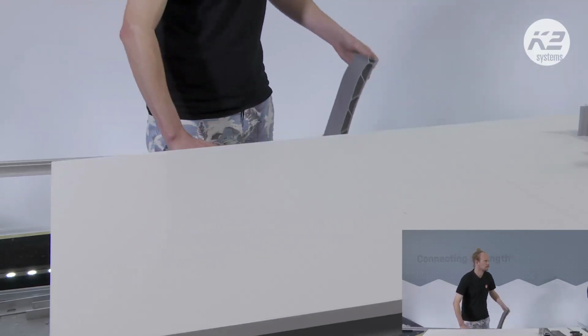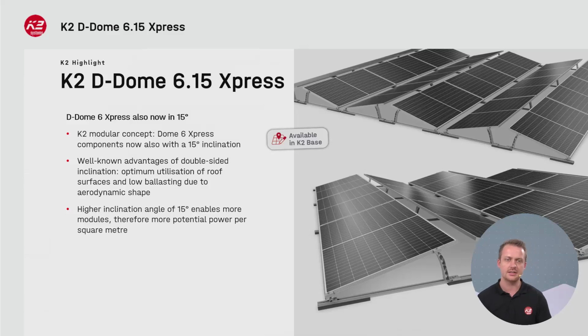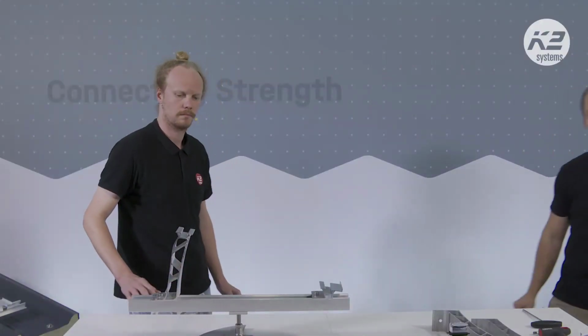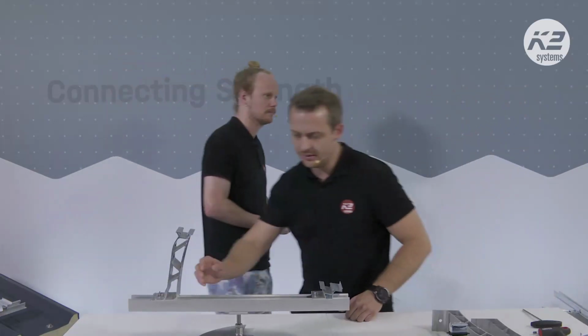Then we'll jump right back into the presentation. As I said, it's plannable in Base at the moment, but just in the Express version. So if you want to plan it, take care that you choose the Express version. And then we have our new system. It's called the D-Dome 6.10 Lifted LS system. We'll jump right back to our table.